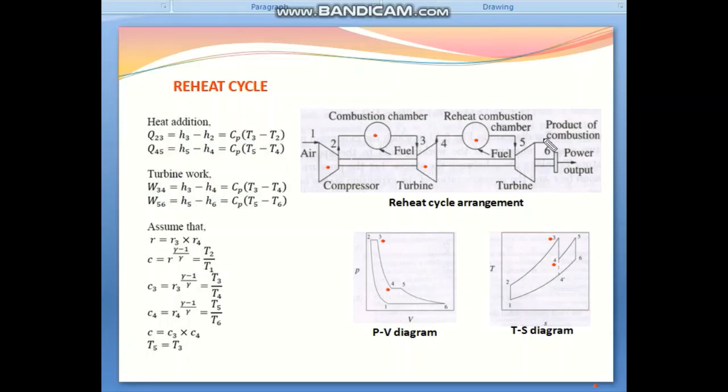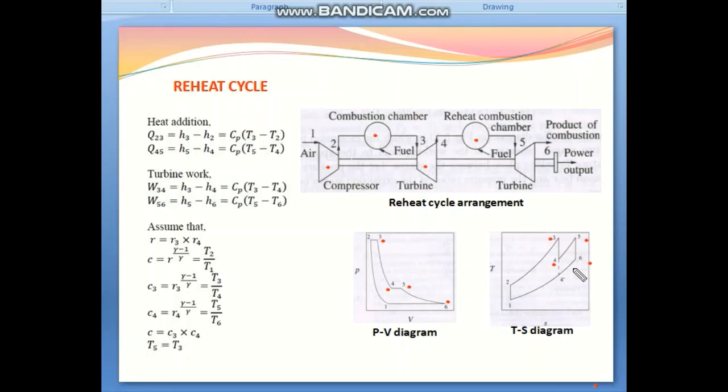Then 5 to 6, the combustion product again flows through the turbine. 5 to 6 is the adiabatic expansion process. This is the 5 to 6, a constant entropy process. Okay, and 6 to 1 is the exhaust, simply the exhaust process.